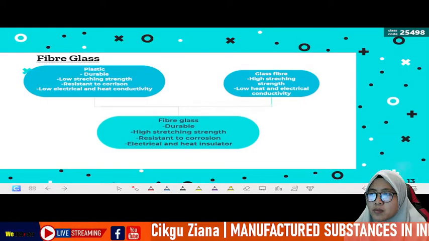Next slide. Fiberglass has plastic that is durable, low stretching strength, resistant to corrosion, and low electrical and heat conductivity. And it has glass fiber, high stretching strength, low heat and electrical conductivity. So when these two mix together, it produces fiberglass that is durable, high stretching strength, resistant to corrosion, and an electrical and heat insulator.